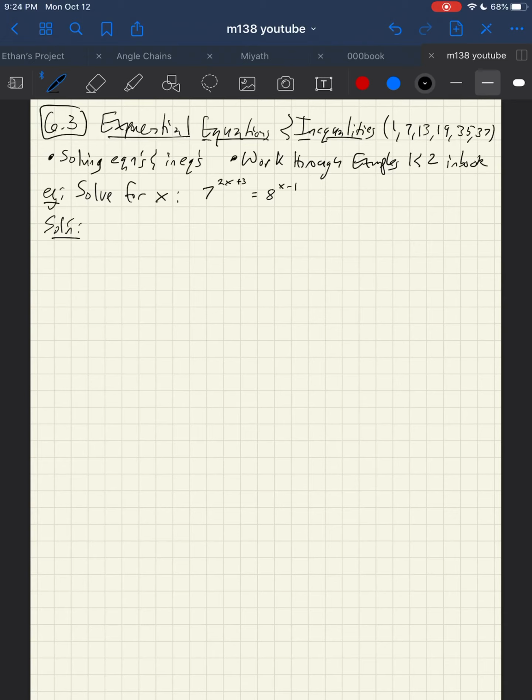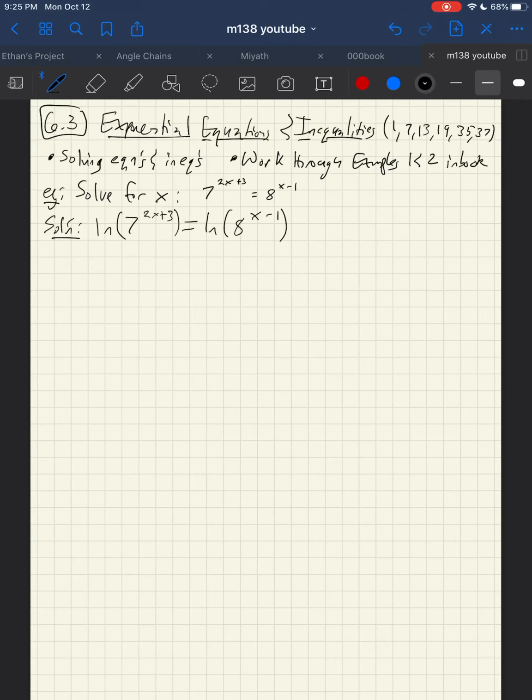So what we're going to do, we're going to write this equation again, and I'm going to leave a little bit of space. You'll see 7 to the 2x plus 3 equals, leave a little bit of space, 8 to the x minus 1. And what I'm going to do is take the same logarithm on both sides. Just like if I had x squared equals 4 and took the square root on both sides, here I've got an exponential function on both sides, so I'm going to take the log on both sides. You can take whatever base log you'd like, as long as you take the same base on both sides.